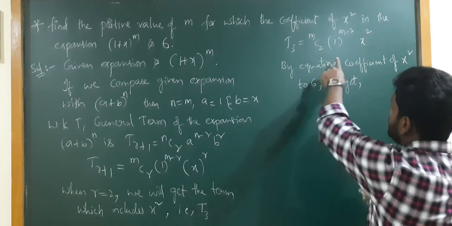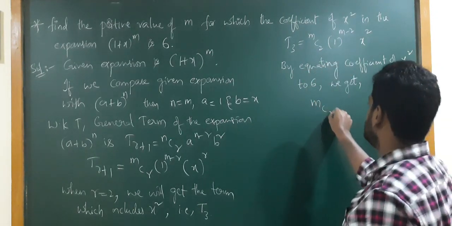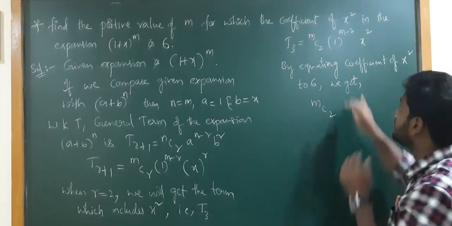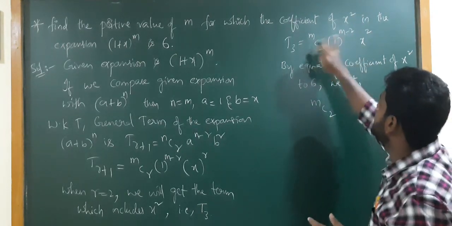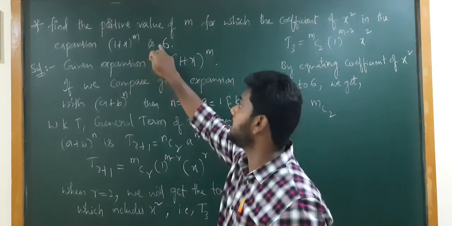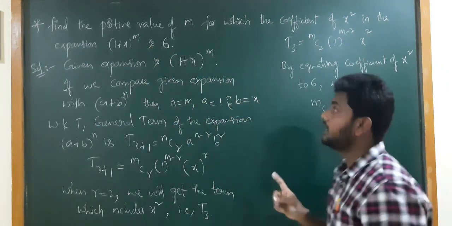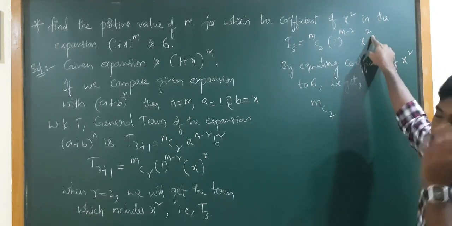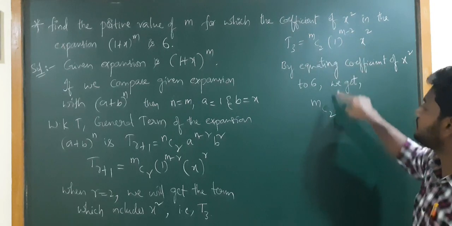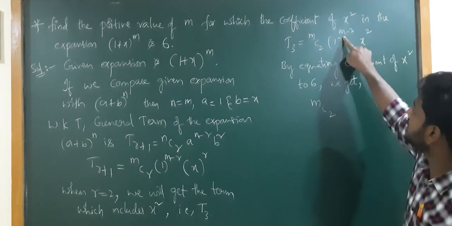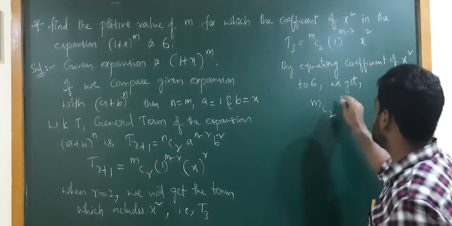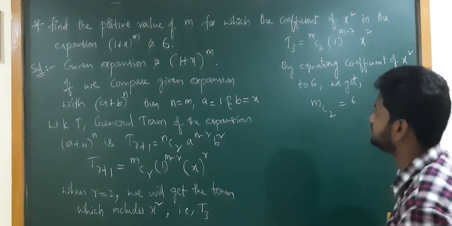The coefficient of x square is, what is this? This is mC2. 1 to the power of this positive number is nothing but 1 only. Why? Because m is the index, and m is always greater than or equal to this r value. If it is equal, no problem, 2 minus 2 is 0, anything power 0 is 1 only. If it is greater than 2 also, like 3 minus 2, 1 to the power of a positive number is 1 only. So mC2 is equal to 6.